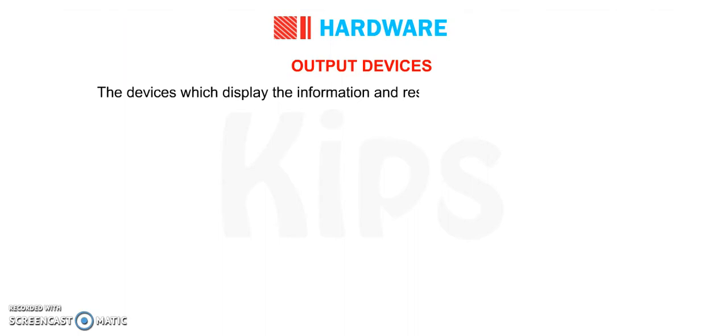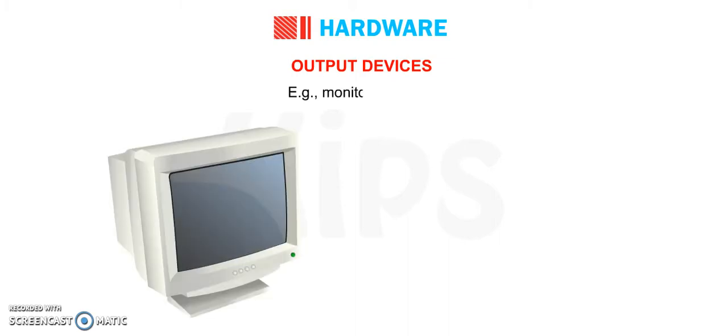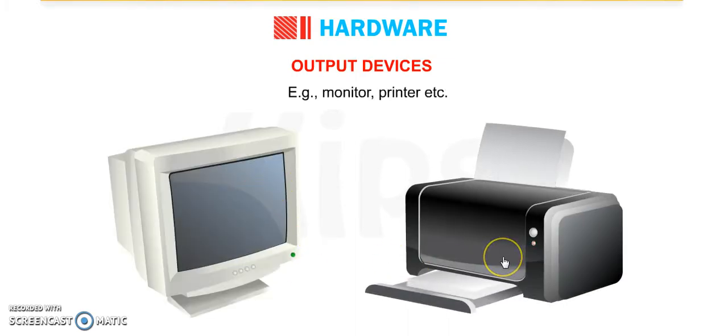Next, output devices. The devices which display the information and results are called output devices. For example, monitor and printer. These are two common output devices.